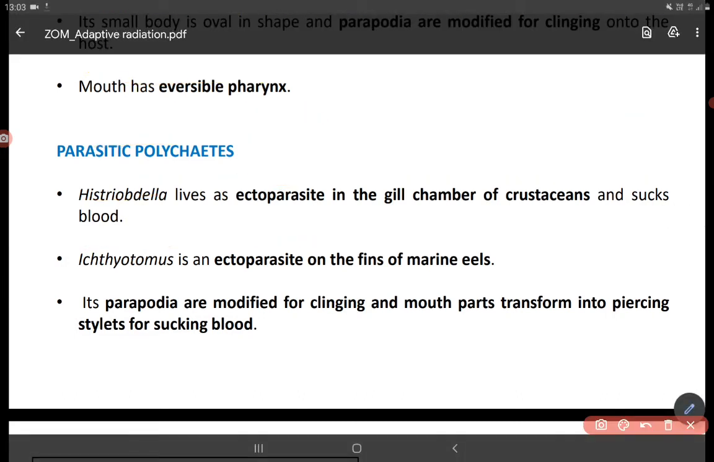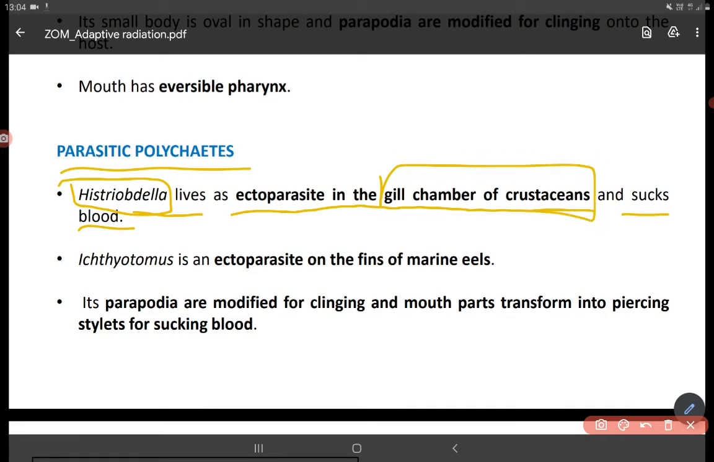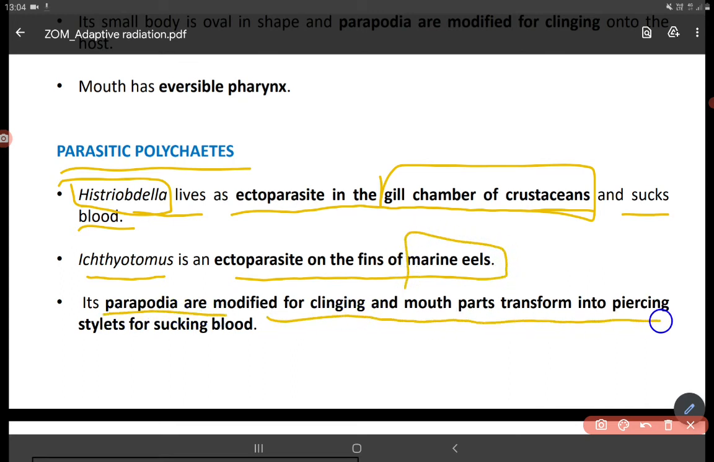Histriobdella lives as an ectoparasite in the gill chamber of crustaceans. It sucks blood, right? Histriobdella is a parasitic polychaete in the gill chamber of crustaceans and sucks blood. Ichthyotomus is an ectoparasite on the fins of marine eels. Its parapodia are modified for clinging and mouth parts transform into piercing stylets for sucking blood.